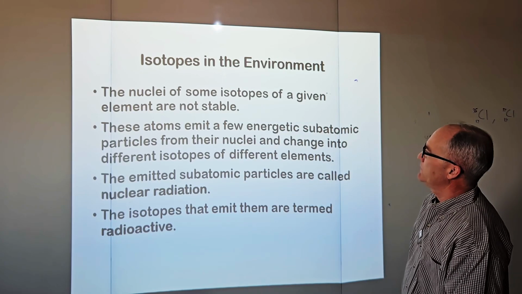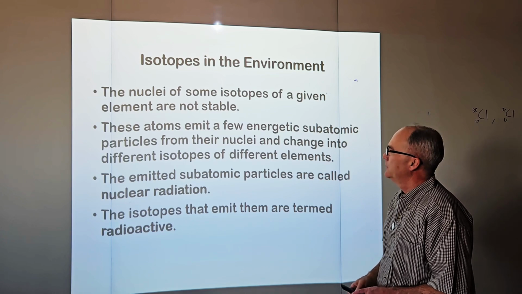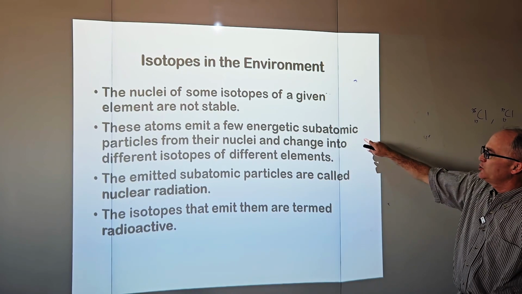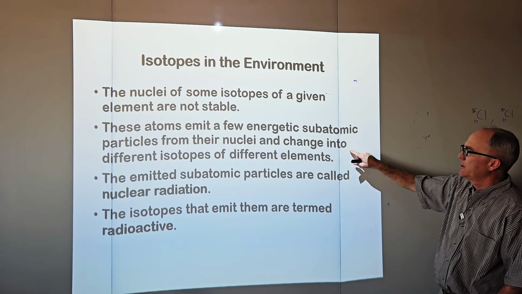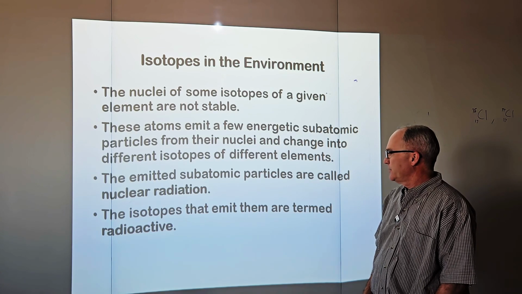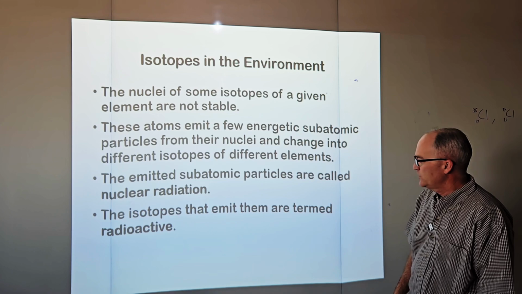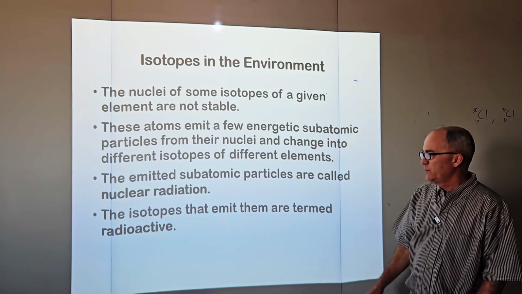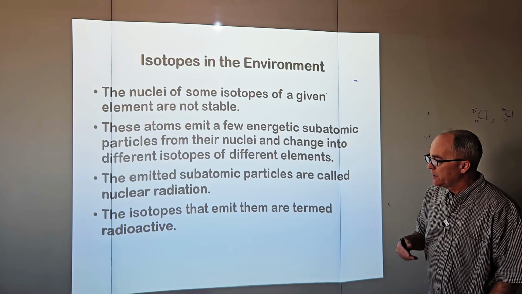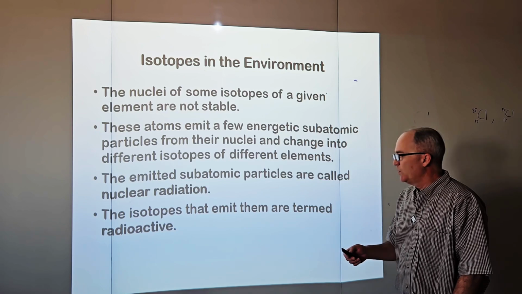So, isotopes in the environment. The nuclei of some isotopes in a given element are not stable. That sometimes makes them radioactive. These atoms emit a few energetic subatomic particles from their nuclei and change into different isotopes of different elements. The emitted subatomic particles are called nuclear radiation. The isotopes that emit them are termed radioactive. Uranium-235 and 238 are both radioactive, and they eventually turn into lead-208.